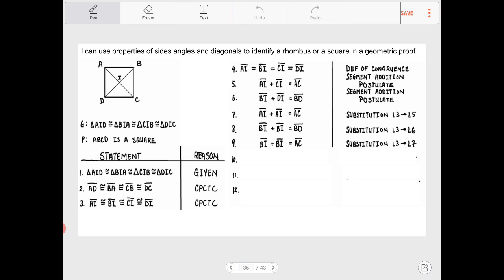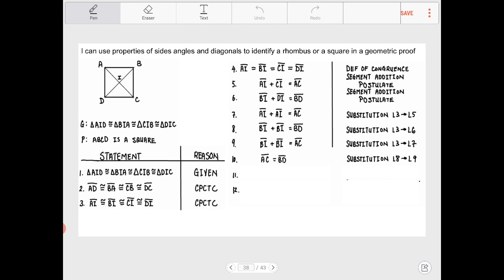So because BI plus BI is equal to AC, and I know that BI plus BI is equal to BD, my 10th statement is to say that actually BD and AC, or AC and BD, are the same things. So because AC and BD are the same things, that means I have congruent diagonals, right? This is true because I'm substituting line 8 and 9 together.